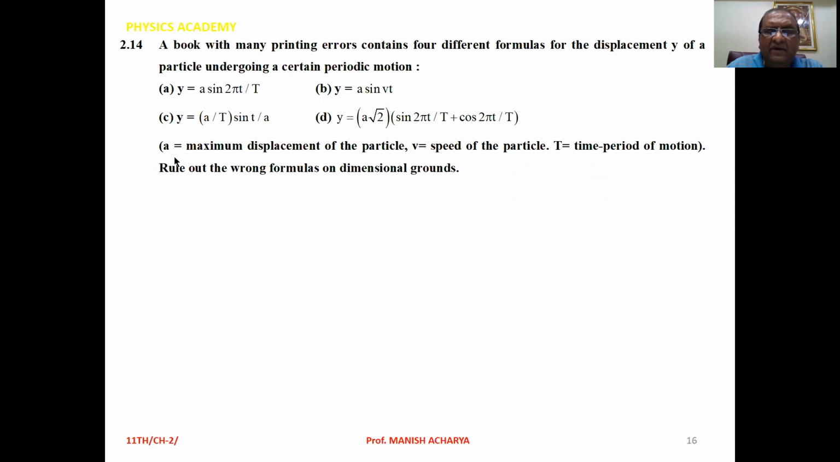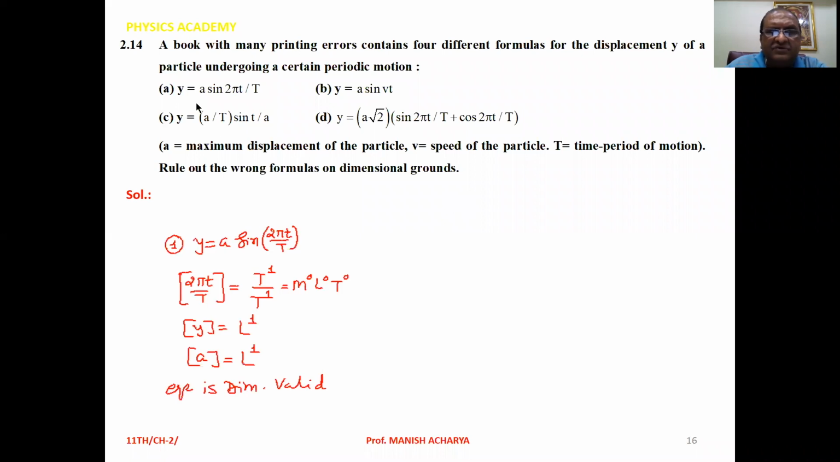where a is the maximum displacement of the particle, v is the speed of the particle, and T is the time period of motion. Rule out the wrong formulas on dimensional grounds. Now see, first we take the first formula, y equal to a sin 2πt/T.